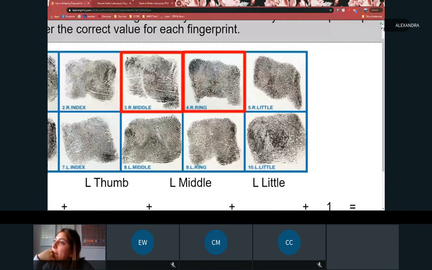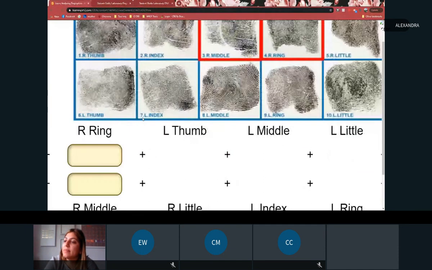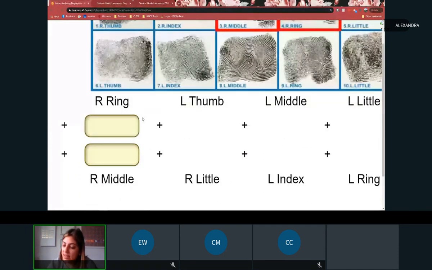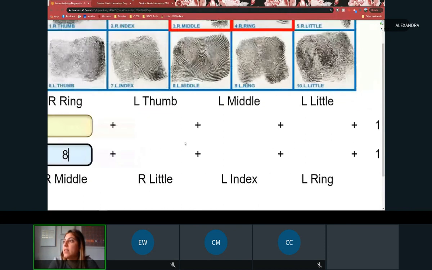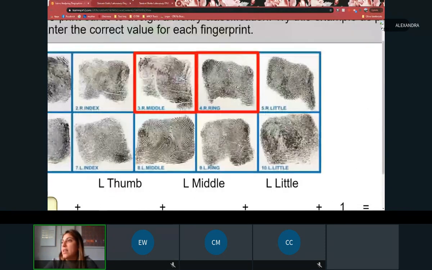Looks like a whirl. Okay. Anybody else? Okay, so then we're going to put 8 for the middle. Now let's look at the right ring finger. Do we think this is a whirl or do we think this is anything else?